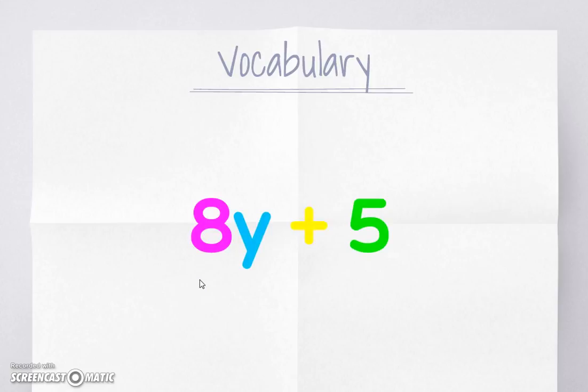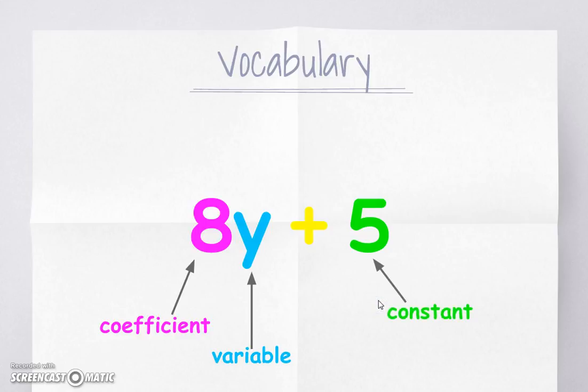So here is an expression. In this expression, we have our variable, okay? We have the number that is with the variable. Sometimes that looks like the 8 that we have in this problem. This is called the coefficient. However, sometimes the number with the variable might be in the bottom to make it look like a fraction. However, that is the number that is with the variable. We also have this 5, which is our constant.